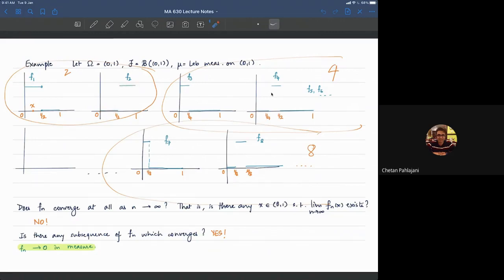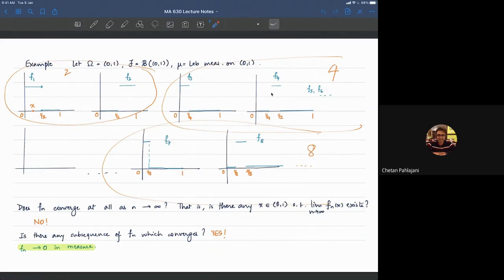Then I will break up the interval from 0 to 1 into 4 pieces. So I'll have 4 functions, f3, f4, f5, f6. f3 is 1 on the first quarter, 0 everywhere else. f4 is 1 on the second quarter, 0 everywhere else, and so on. Then I will have a string of 8 functions because I will break up the interval from 0 to 1 into 8 pieces. And I will continue in this fashion.